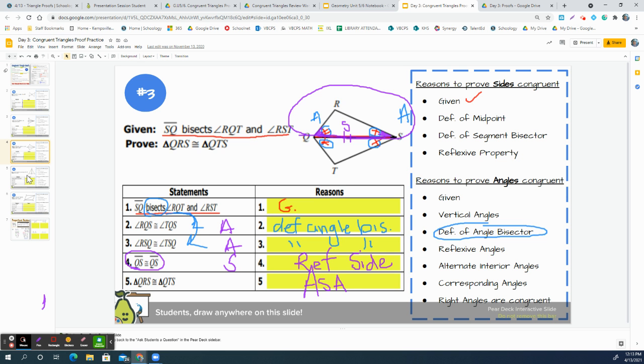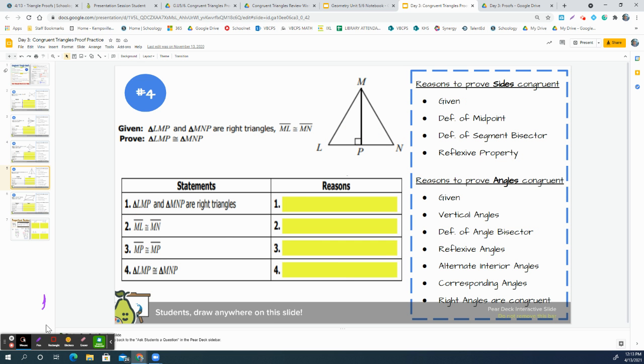2 more. Okay, start this one for me. Somebody give me an idea of what I write first. Given. I wish that was a test question more often. Okay, so I definitely have that. They are right angles. So I can mark that other right angle. And then what can I mark? Or what can I do? Are those angles or sides? ML and MN? They are sides. So I'm going to mark those with tick marks because they're sides.